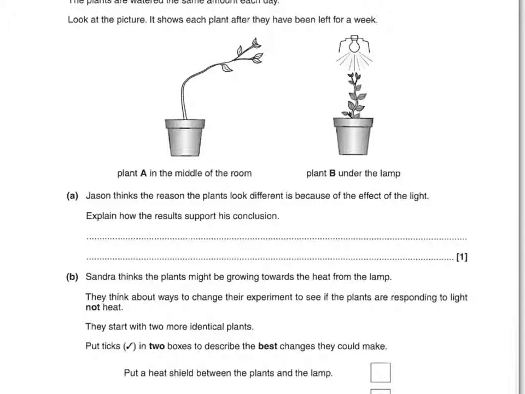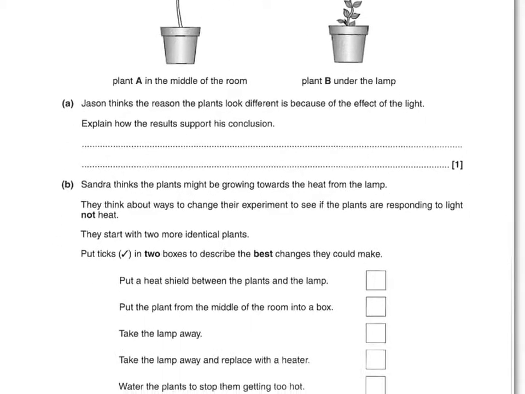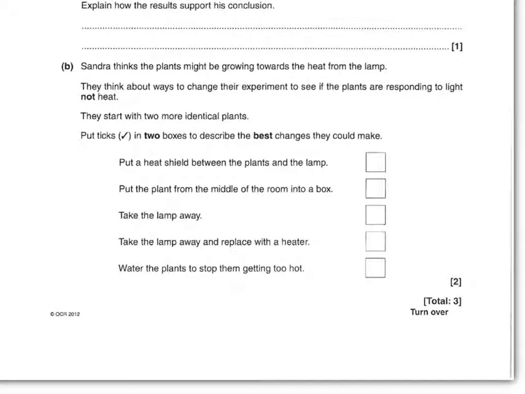Then it says, Sandra thinks that plants might be growing towards the heat from the lamp. They think about ways to change the experiment to see if the plants are responding to light, not heat. They start with 2 more identical plants, put ticks in 2 boxes to describe the best changes they could make. So the fact they want to see if the plants are responding to light and not heat means that you might want to set up an experiment that either stops heat from the lamp coming to the plants, so you could use a heat shield, or see if heat does have an effect, so you could replace the lamp with a heater and see what happens.